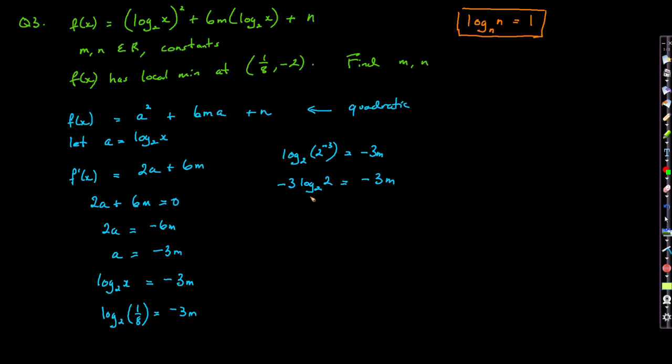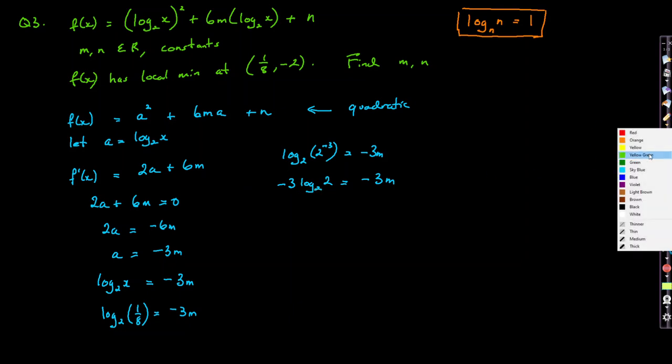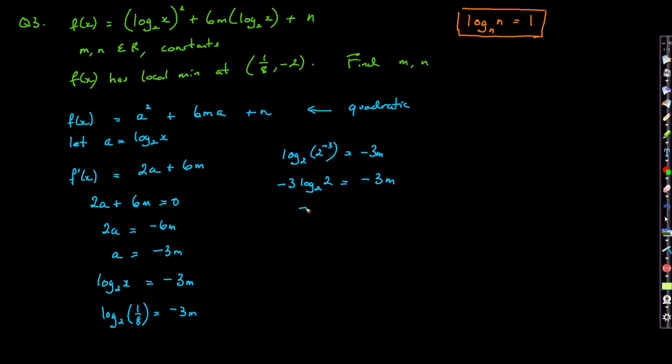So how does that help us here? Well, this log base 2 of 2 is going to be 1, so we get negative 3 is equal to negative 3m. Well, m must equal 1. Okay, so if m is equal to 1, how does it help us?